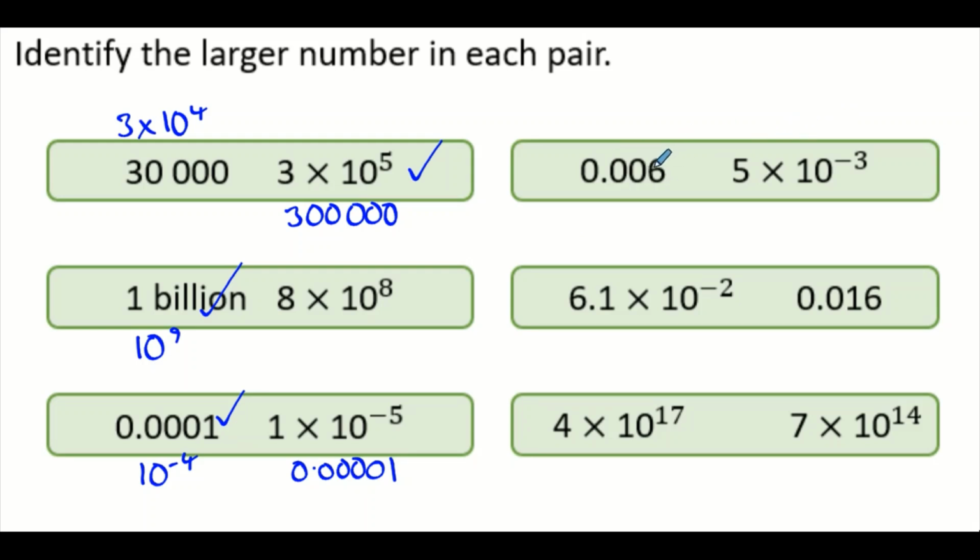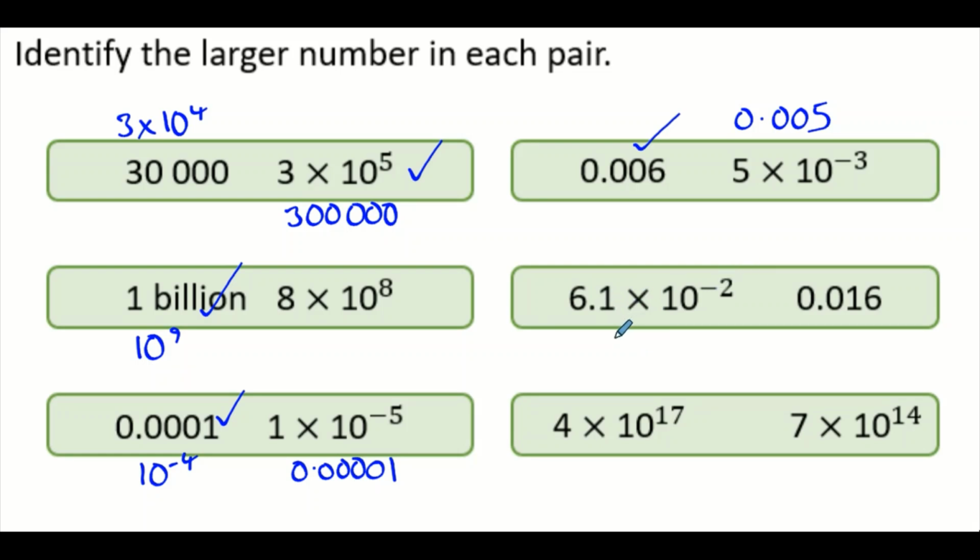Over here, this is 0.006 compared to 0.005. So this time the digits are in the same place, so the fact that 6 is bigger than 5 does mean that that's the bigger number.